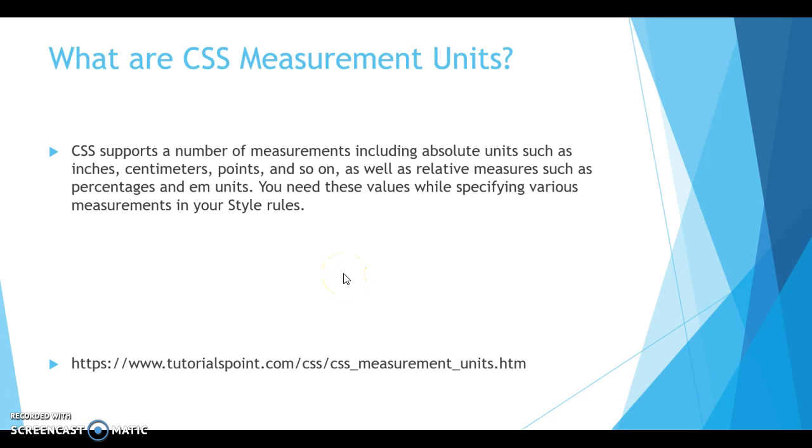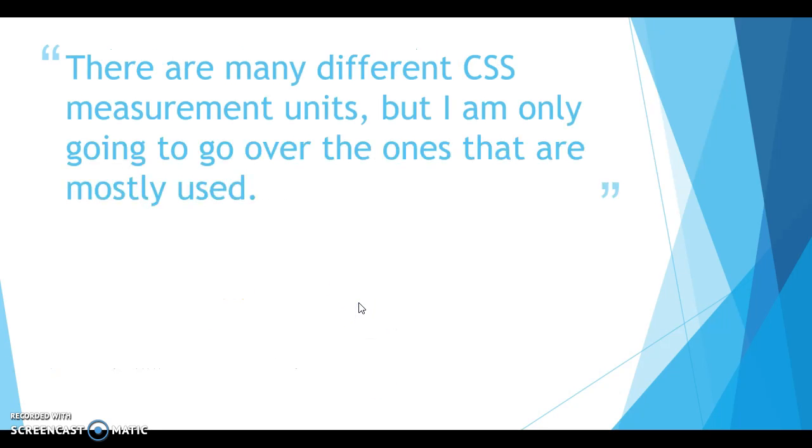This came from tutorialspoint.com. And so that means that you really need to know, if you're styling by the box model, do you want it to be 30 pixels wide? Do you want it to be 30 centimeters? Or do you want it to be 30 ems? So let's talk about the different kinds of CSS measurement units. There are many different CSS measurement units, but I'm only going to go over the ones that are mostly used.